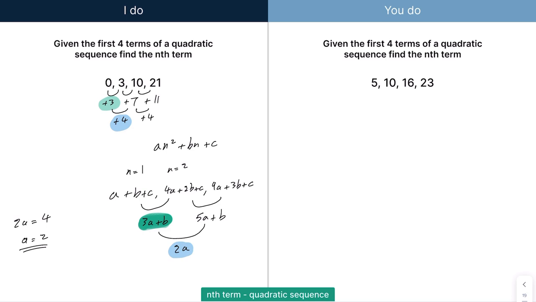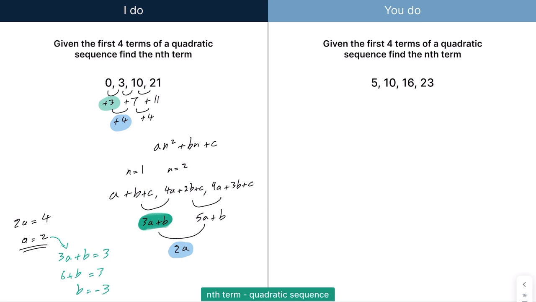So we can now write that 3a plus b is equal to 3. So hopefully you can see where that's come from. That's that and that there. And I know what a is because I've already solved that. So I can substitute that into a. So that gives me 6 plus b is equal to 3. So I know that b must be minus 3. So I've already got a and I've already got b.